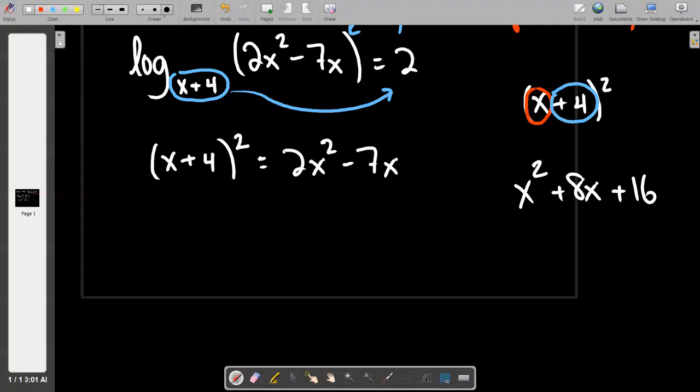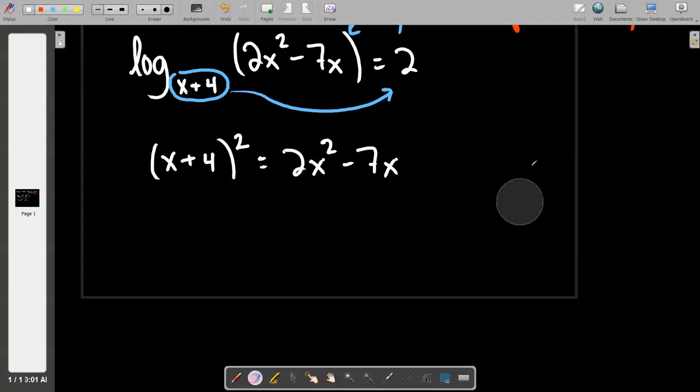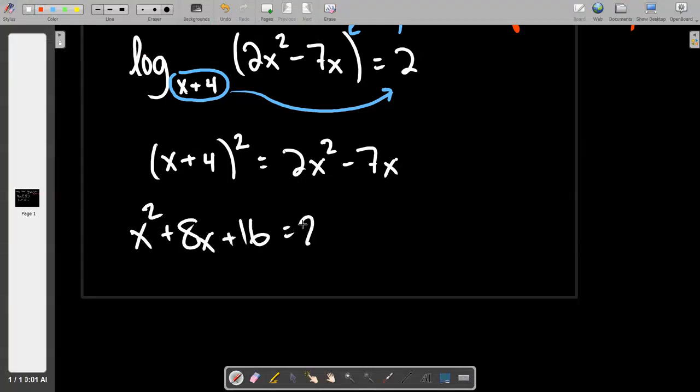Anyhow, what we need to know right now is that this problem can be rewritten now as x squared plus 8x plus 16 equals 2x squared minus 7x. So we've left the land of logarithms, and we're now back into an October problem. It's a quadratic equation. And should I move all of my stuff to the left, or should I move all of my stuff to the right? There is a correct answer.